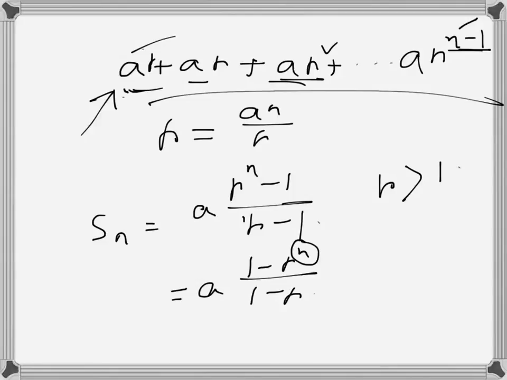And such a series can go up to infinity. So instead of having a finite number of terms, it can go up to infinity and still have a finite sum, only if the magnitude of r is less than 1. So r can be, basically, this one. And then the sum to infinity, which is called the limiting sum, is a over 1 minus r.